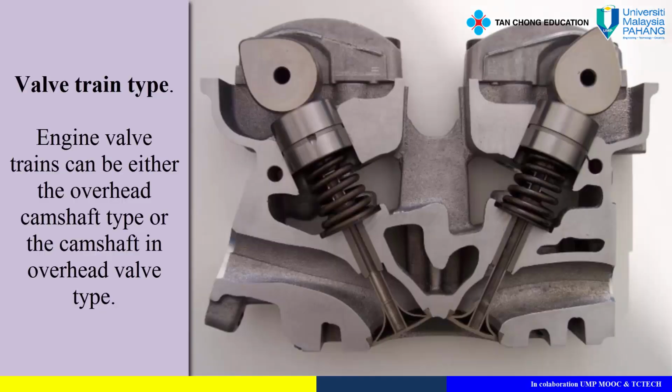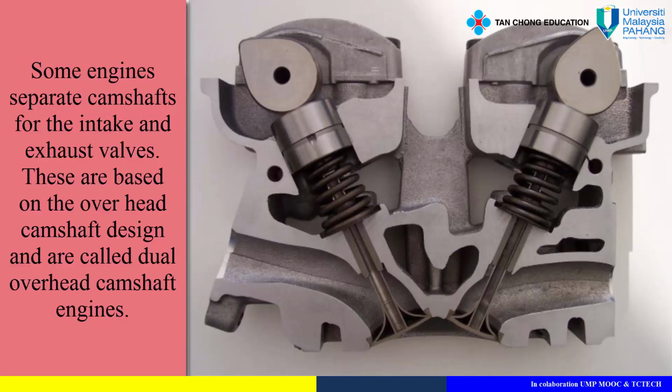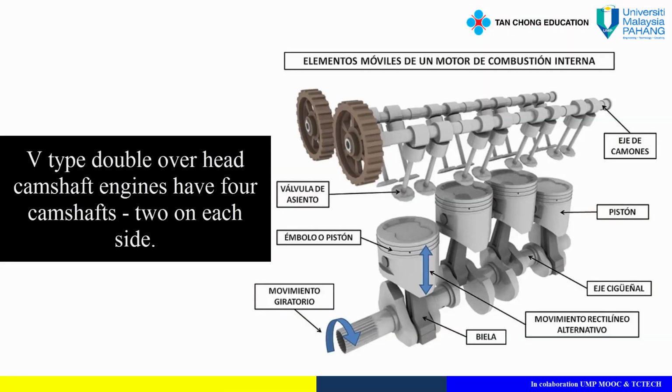Valve train type. Engine valve trains can be either the overhead camshaft type, or the camshaft in block, overhead valve type. Some engines have separate camshafts for the intake and exhaust valves. These are based on the overhead camshaft design, and are called dual overhead camshaft engines. V-type double overhead camshaft engines have 4 camshafts, 2 on each side.